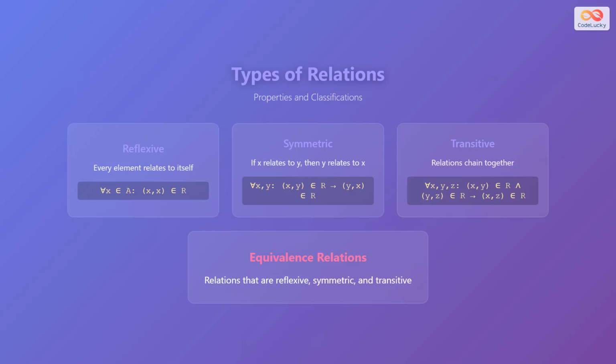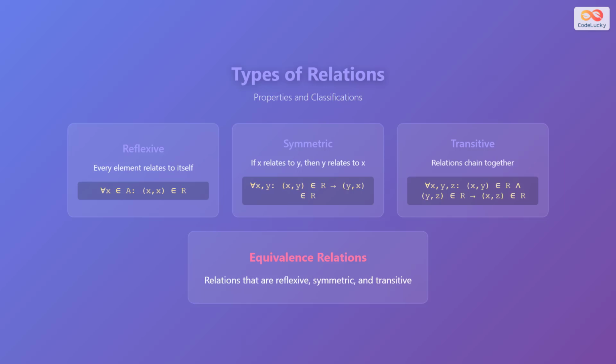Let's explore different types of relations and their properties. A relation is reflexive if every element in a set relates to itself. This is represented as, for all X in A, XX is in R. A relation is symmetric if whenever X relates to Y, then Y also relates to X. This is represented as for all X and Y, if XY is in R, then YX is in R.